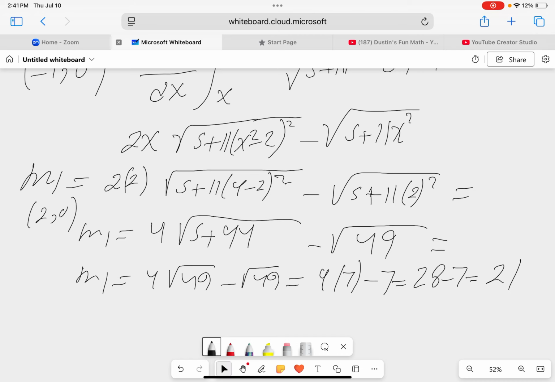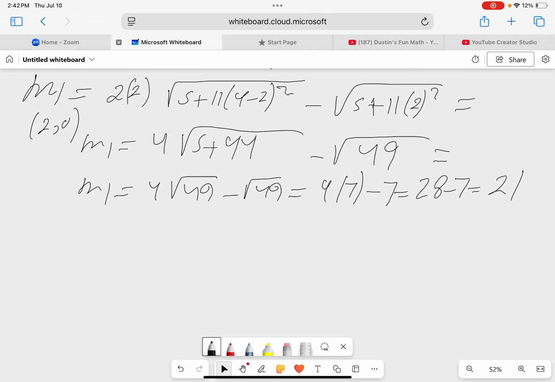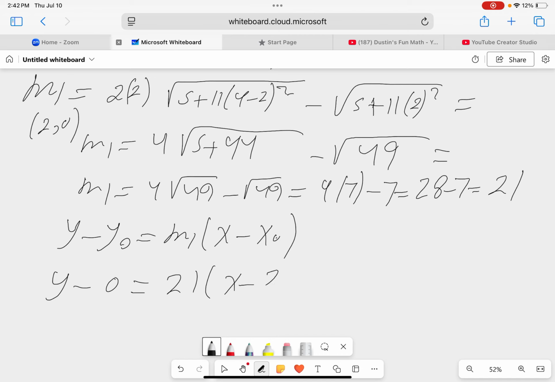So we have the first point and we have the first slope. So what does that mean? We can find the equation. We know that the general way of finding the equation is this relationship, this formula we use. The y sub 0 we know is 0, m1 is 21, x minus x sub 0 is 2, right? So this becomes y equal 21 times x, right? I'm multiplying the 21 inside the parentheses. So I have y equal 21x minus 21 times 2 is 42. That is your first tangent line.